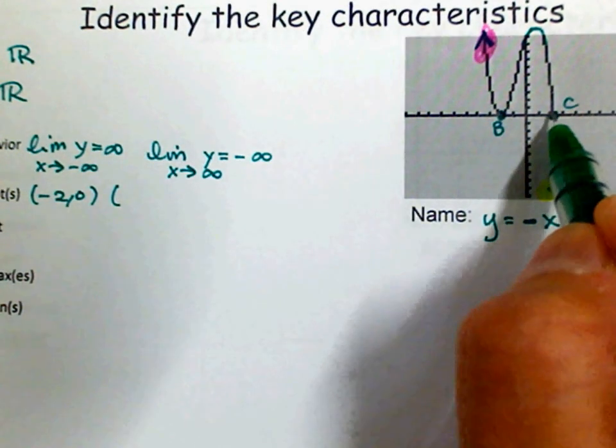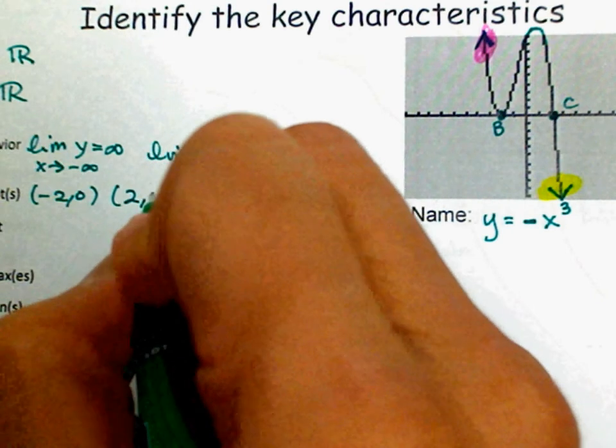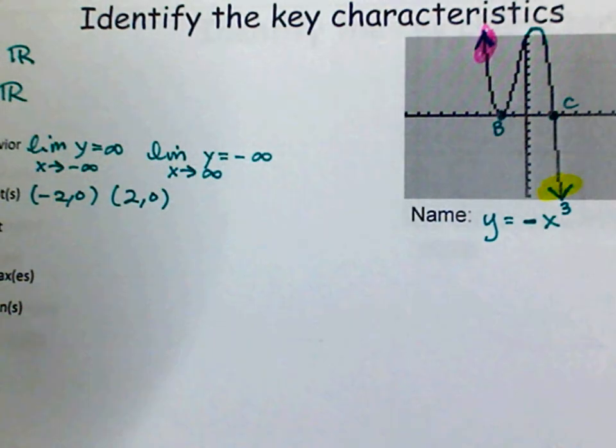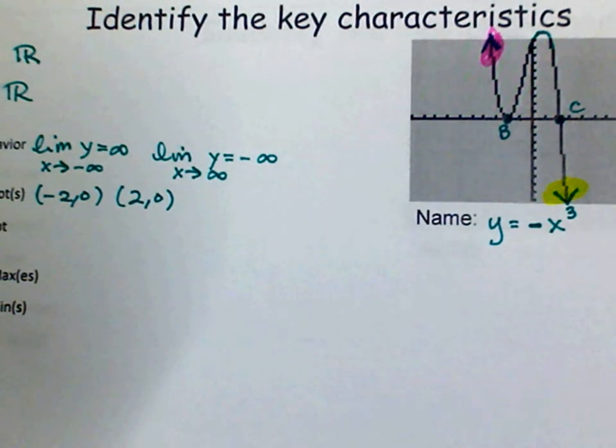So, all right, what's another place it's crossing? Right here. What do you think that is? What do you think that point is where it's crossing? 2, 0.